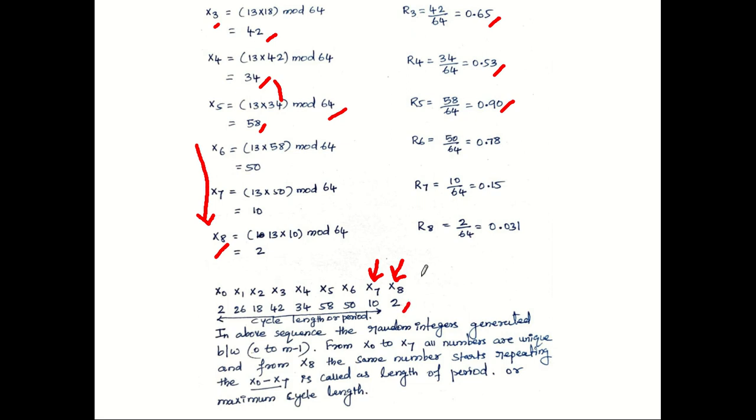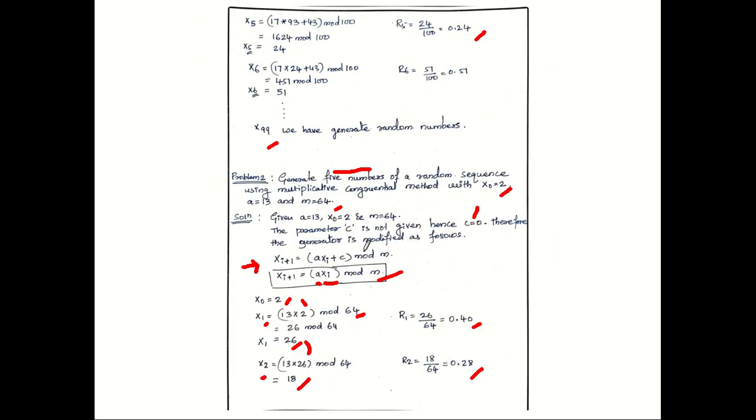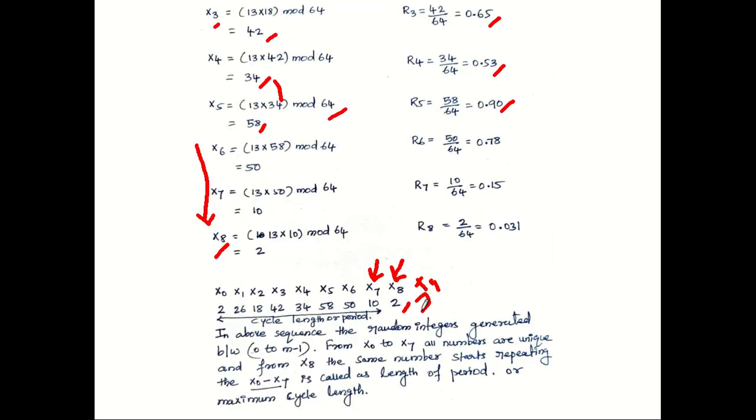Suppose we compute the next random number, that is x9. Definitely this would be x1, so the random number 26 will be repeated. See what is happening here: after some time the same random numbers start repeating. The length over which the random numbers are not repeated is called the cycle length, or the period of the generator.